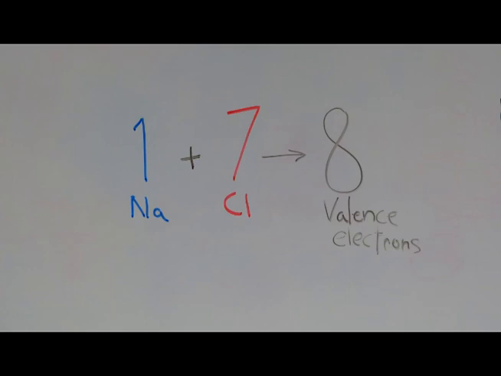The valency of an atom tends to be determined by the group the element is in. For example, sodium, which is in group 1, has a valency of 1, whereas chlorine has 7 valence electrons because it's in group 7. Group 1 and group 7 tend to react with each other because the valence electrons of 1 and 7 add up to 8.